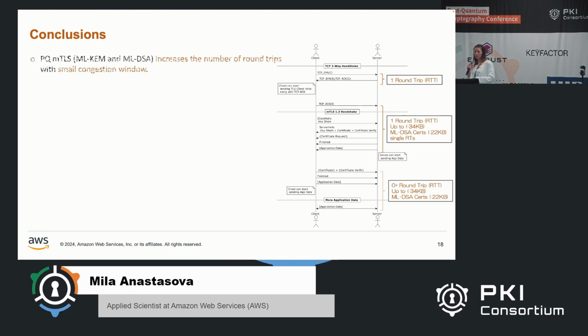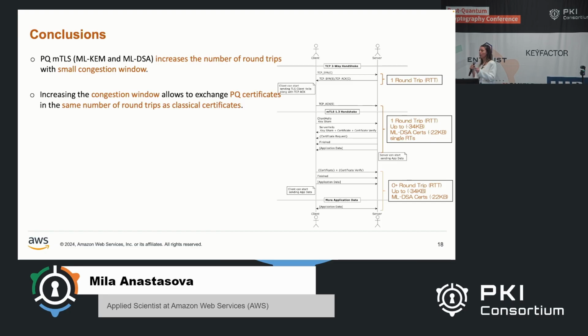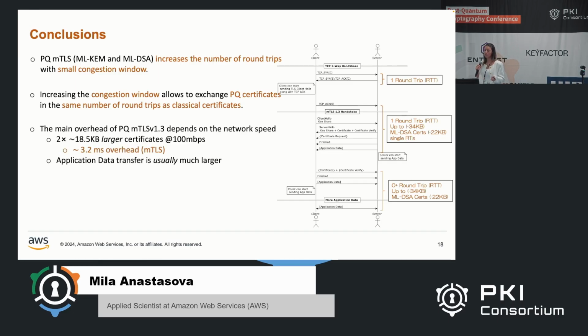As a conclusion, we can say that post-quantum mTLS, based on ML-KEM and ML-DSA, is indeed going to increase the number of round trips needed for its execution when considering small congestion window sizes. However, when increasing the congestion window, we have seen that post-quantum mTLS can be performed in the same number of round trips as classical certificates. Therefore, the main overhead of post-quantum mTLS depends on the network speed.